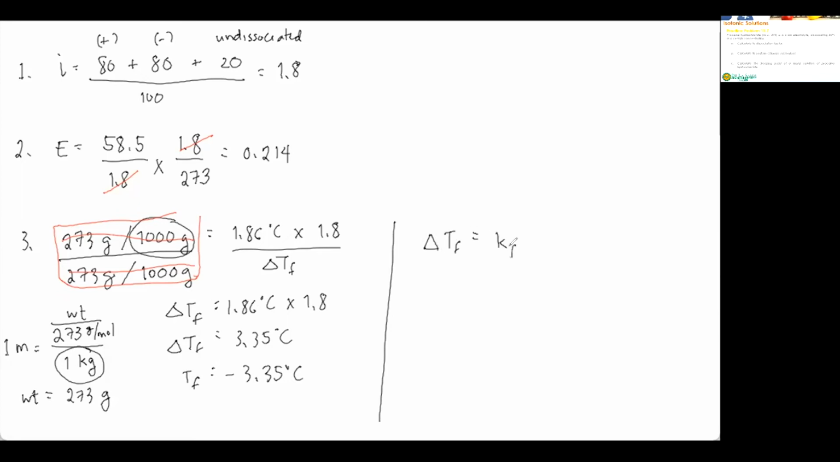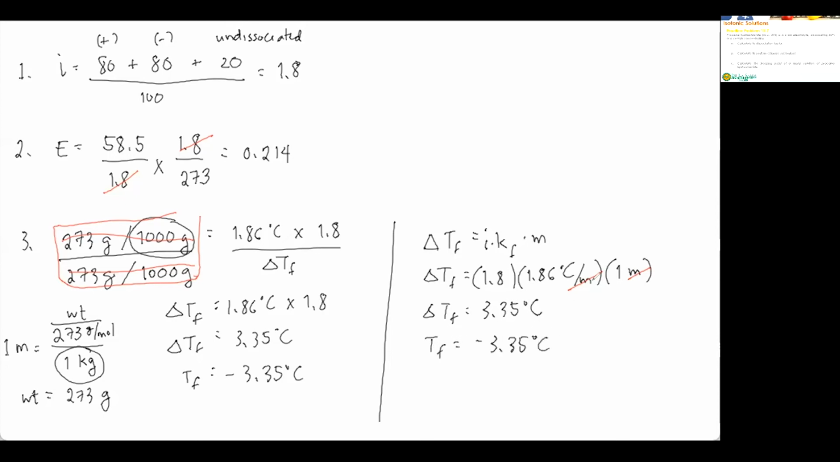Another way by which we can calculate this is through a formula, which is delta TF equals KF times M. However, take note that what we have is an electrolyte, so we introduce the I value in this formula. The delta TF, or the freezing point depression, is equal to the I value, which is 1.8, times the freezing point depression constant, or the cryoscopic constant of water, which is 1.86 degrees Celsius per molal solution of the solute, times 1 molal, which is the concentration of procaine hydrochloride in the problem. So we simply cancel out the molal quantity, and we will now be able to solve for the delta TF, which is the same value, 3.35 degrees Celsius, or its freezing point is negative 3.35 degrees Celsius.